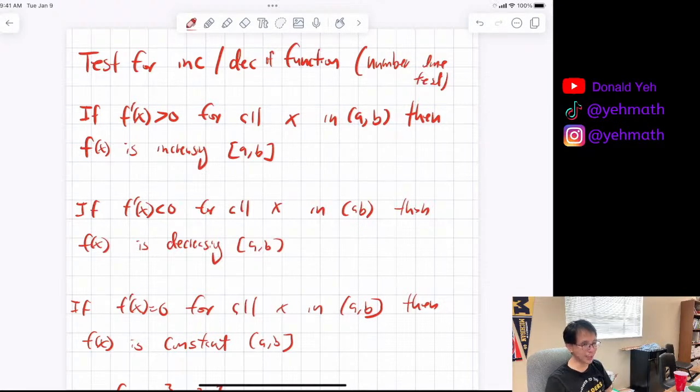First thing you have to understand: if f prime of x is greater than 0, well, think about it. That means the slope is positive. If the slope is positive, f of x must be increasing. So for you to test for increasing or decreasing, all you have to do is take the first derivative and then do a number line test. You check the signs. Are they positive or negative? If f prime of x is greater than 0 for all x between a and b, then f of x is increasing between a and b.